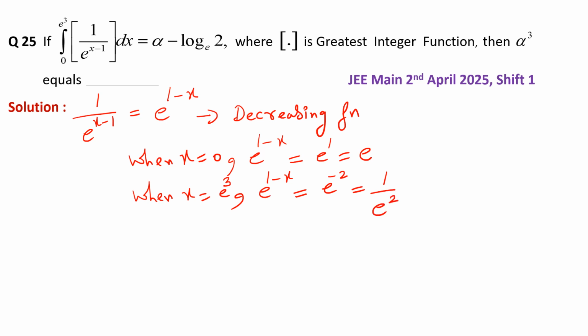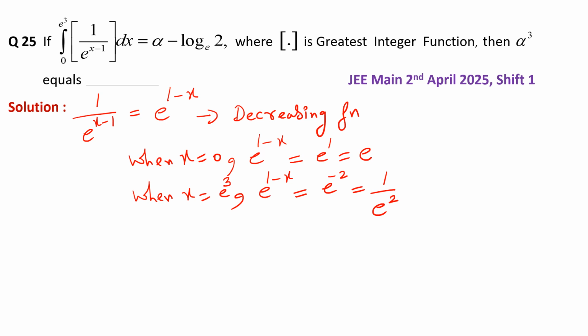Now this means when x is greater than or equal to 0 and less than or equal to e cube, then e to the power 1 minus x is greater than or equal to 1 upon e square and less than or equal to e. Now students, we also know that greatest integer function becomes discontinuous whenever its input becomes an integer. That means whenever e to the power 1 minus x becomes an integer, then GIF of e to the power 1 minus x will become discontinuous.